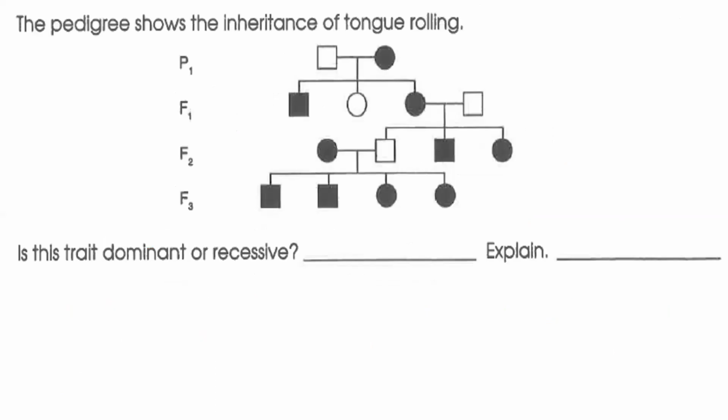Okay. One more practice. This one's tongue rolling. If you see it happening throughout multiple generations, it's more likely that it's dominant. If every kid affected also has a parent affected, then it's more likely that it's dominant. And you could start plugging it in and just try it. So anyone who doesn't have the colored in shape must be recessive. And everyone who has a colored in shape has to have one dominant allele. Remember, dominant shows up with only one copy.